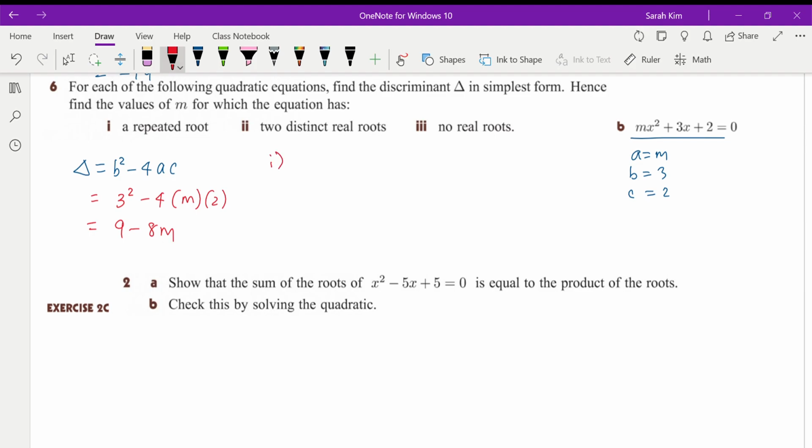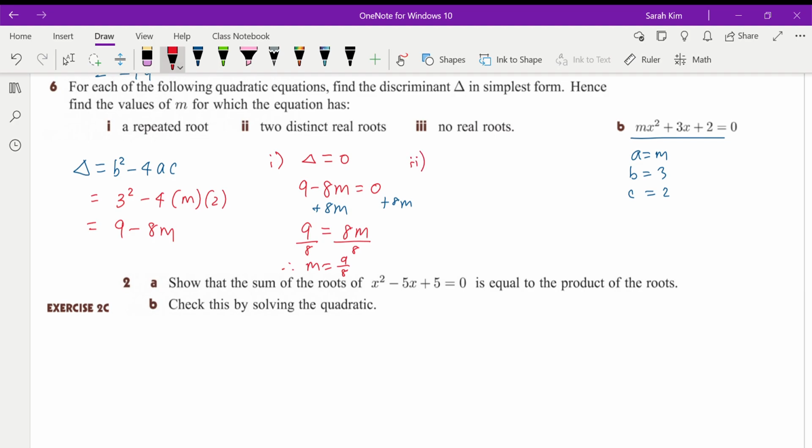For part i, if I want a repeated root, I want the discriminant to equal 0. So I want 9 take 8m to equal 0. When would I get that? I'm going to move 8m to the other side. I used a different colour to show you. I'm just rearranging the equation, and then just dividing by 8. So therefore, m would be 9 over 8. This is when I would get a repeated root.